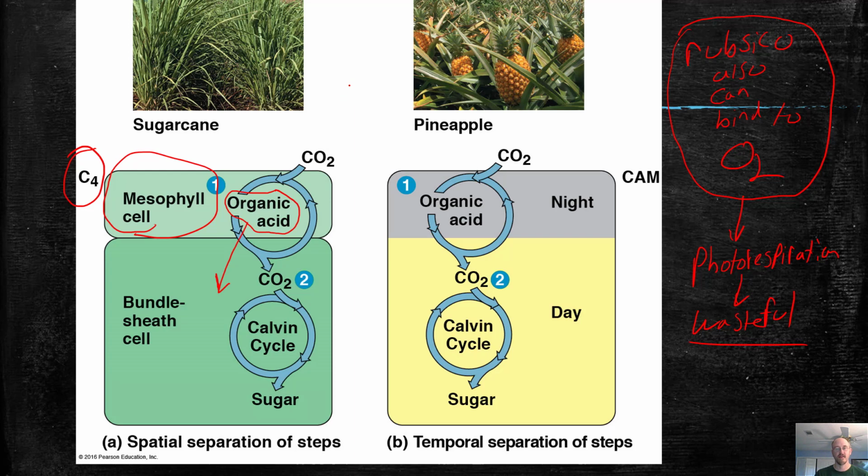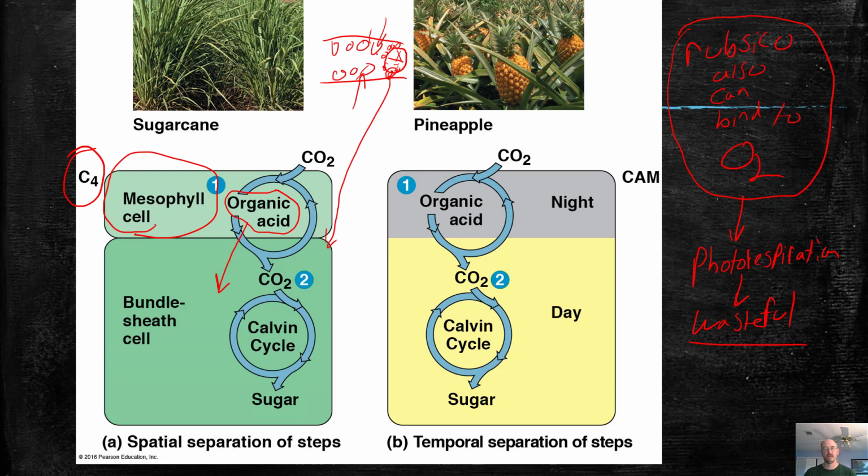Now the bundle sheath cells, if we drew a leaf again, and I'm not going to draw it in great detail, but if we drew a leaf again, we had mesophyll up here, right? We have mesophyll down here. This is where the light reactions are taking place, right? In these mesophyll cells. The bundle sheath cells are cells that surround the veins of the leaf. They are cells around the vein. And this is where the Calvin cycle takes place in these plants.